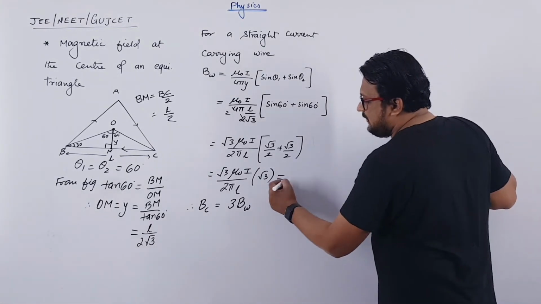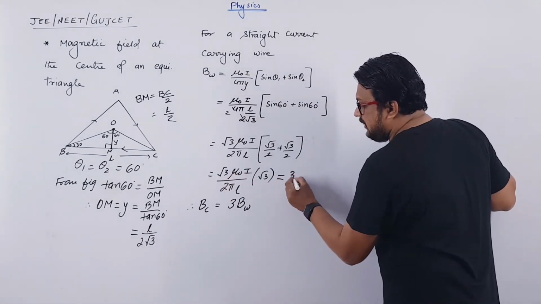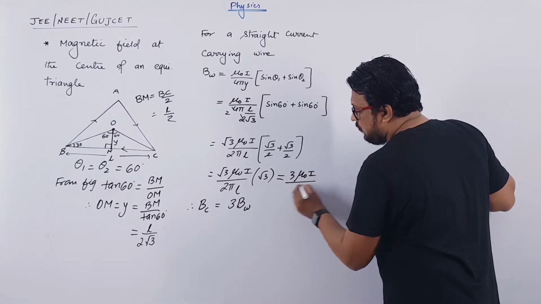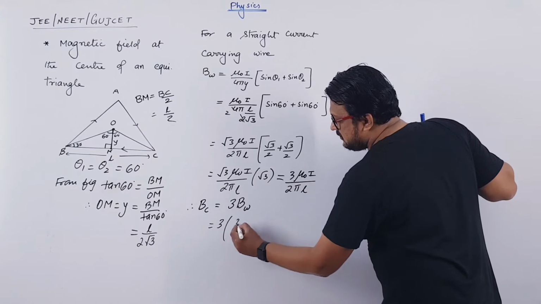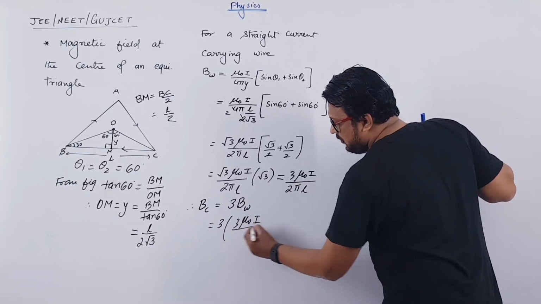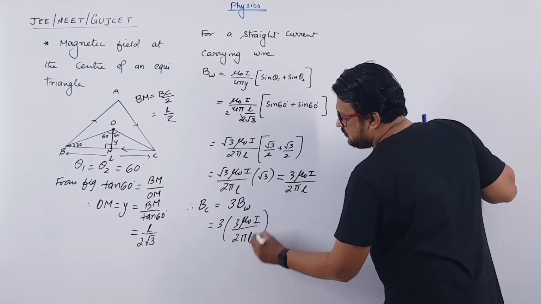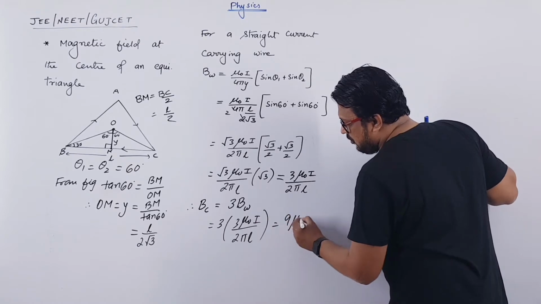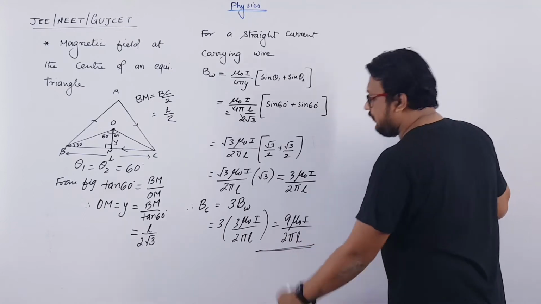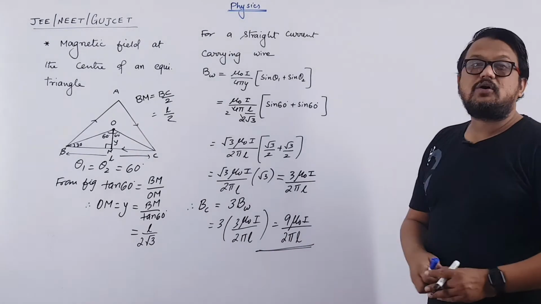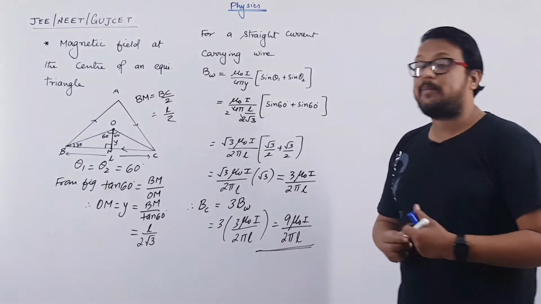Right, if you simplify this, root 3 into root 3 is 3, so this is 3 times 3 mu naught I over 2 pi L. So 3 3s are 9 mu naught I over 2 pi L. This will be the formula for the magnetic field at the center of a triangle. You have to remember this formula directly.